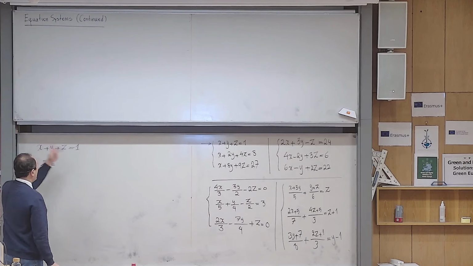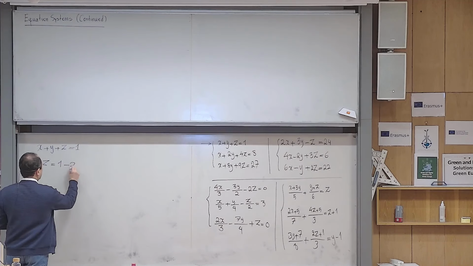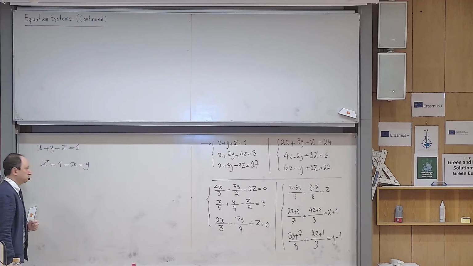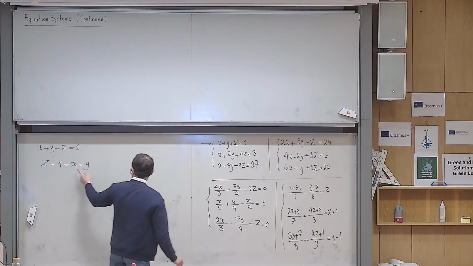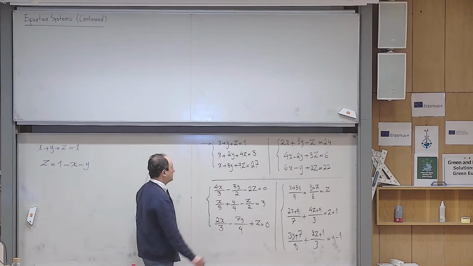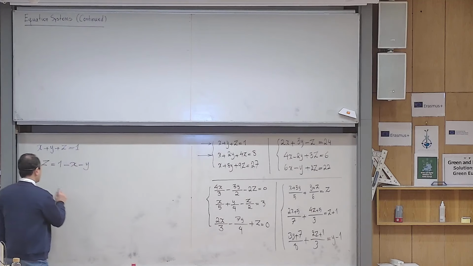Isolate Z. So you have to move these two to the other side. X goes to the other side, becomes minus X. Y goes to the other side, becomes minus Y. Yes? And then I go back to my system again, and substitute what I found in the second and the third equations that I haven't used yet. Now I want to use the second one.